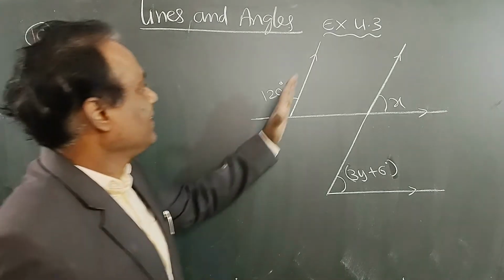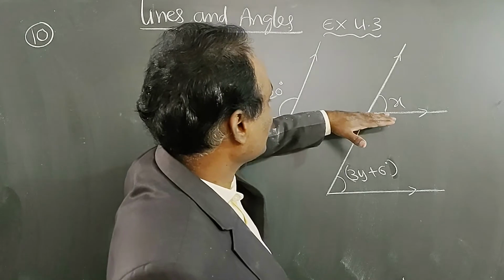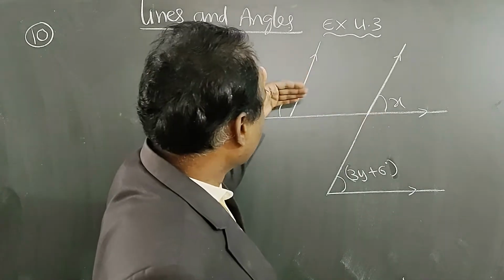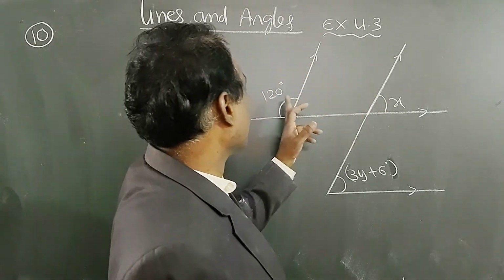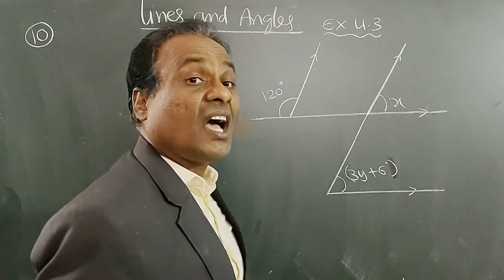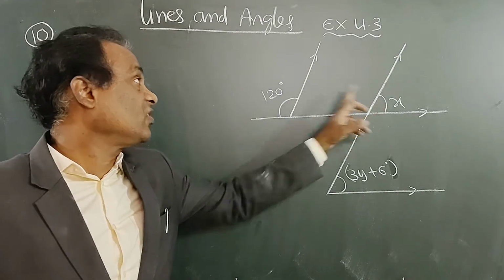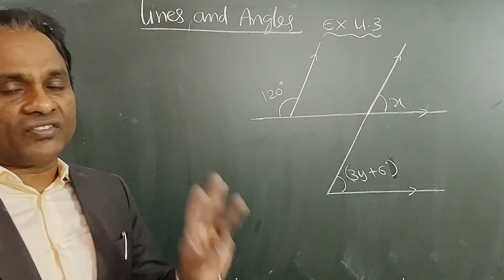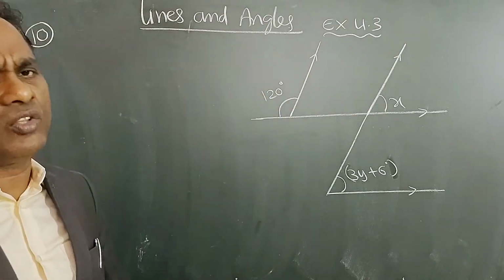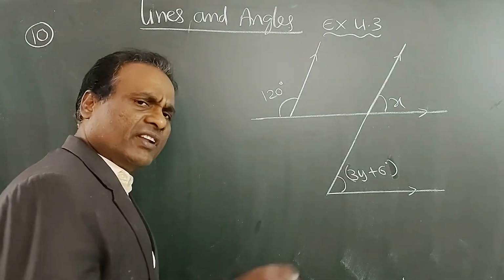See, these two are parallel and this is the transversal. The two angles on the same side of the transversal, both exterior, are supplementary. These two are supplementary: this plus this is equal to 180 degrees. That also you can use, or else I will use another method.